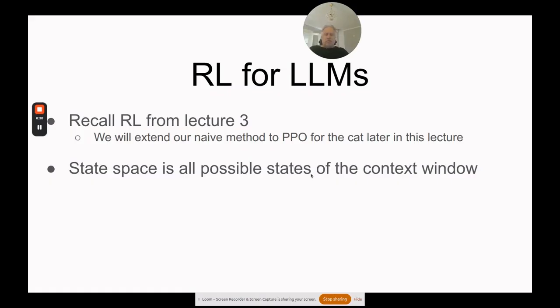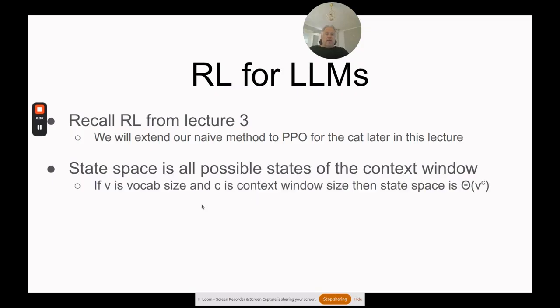What's the state space of an LLM? Well, it's basically all the possible states of the context window. If V is the size of the vocabulary, say a 1,000 token vocabulary, and the context window size C is say 100, then the size of the state space is in essence proportional to V raised to the C, 1,000 raised to 100. That's more atoms than are in the known universe. So we're definitely dealing with a very large state space here, and we must tread cautiously.